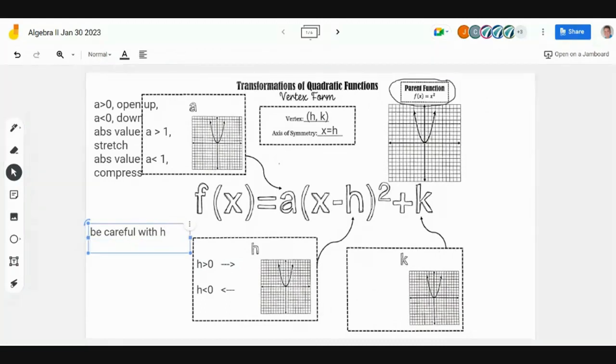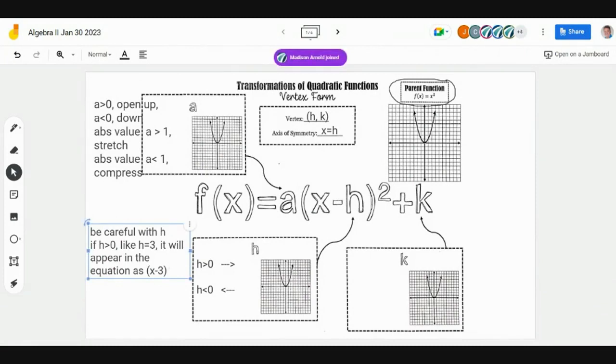Be careful with H. If H is greater than 0, say for example H equals 3, it will appear in the equation as X minus 3. That's what you'll see in the equation. And you're like, wait a minute, I thought H was greater than 0. That's a negative 3. Well, if you look at the standard formula, it's X minus the H. X minus positive 3.